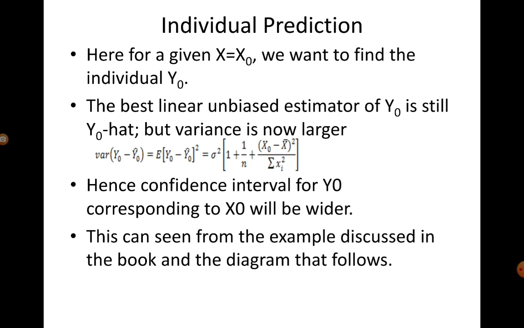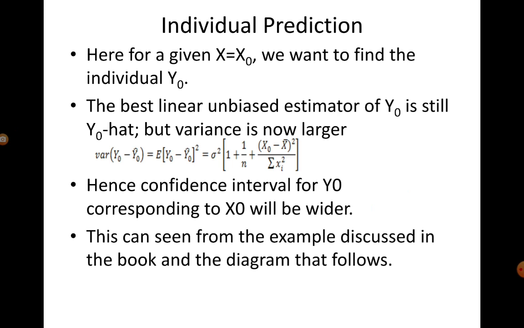For individual prediction, we are given the value x equals x naught, and we do not want to find the point on the population regression function. We want to find the actual individual y naught. Again, the best linear unbiased estimator of this observed value y naught remains y naught hat, that is beta 1 hat plus beta 2 hat times x naught. So in both cases, mean prediction as well as individual prediction, my best point estimate remains the same.